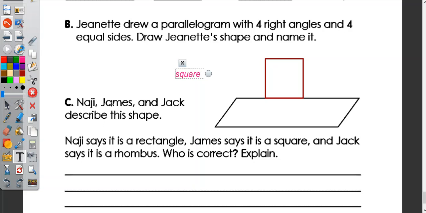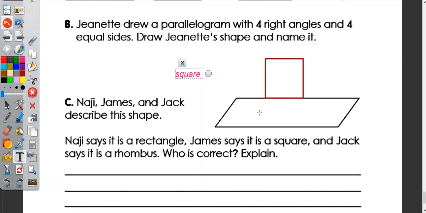Question C. Naji, James, and Jake describe this shape. Naji says it is a rectangle. James says it is a square. And Jake says it is a rhombus. Who is correct? Is it a rectangle? No, because it should have 4 right angles. What about this one? Is it a square? No, all angles should be equal and all sides should be equal.